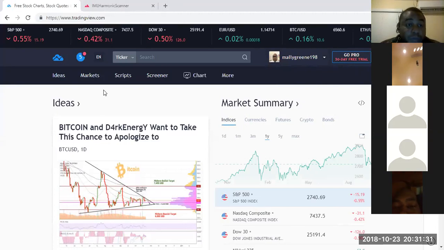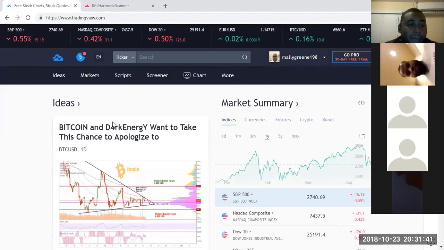Question, Jhirmal. Does TradingView have an app for the phone? Yes, TradingView has an app for the phone. I don't know if it's available for Android. I know for Apple, I have the app.